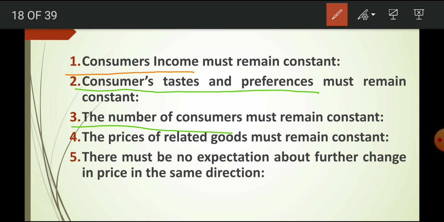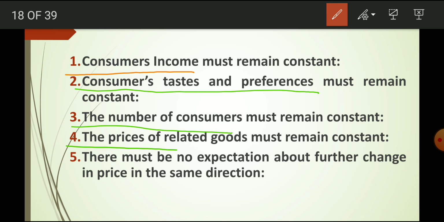For example, whenever price increases or decreases, generally the number of consumers will also increase or decrease, then it definitely affects the demand situation. If there are more consumers in the market, then there will always be higher demand in the market. Generally, India got the second rank after China in population explosion. So in India, there will always be higher demand for any commodity as compared to other countries in the world. So the number of customers must remain constant, no change.